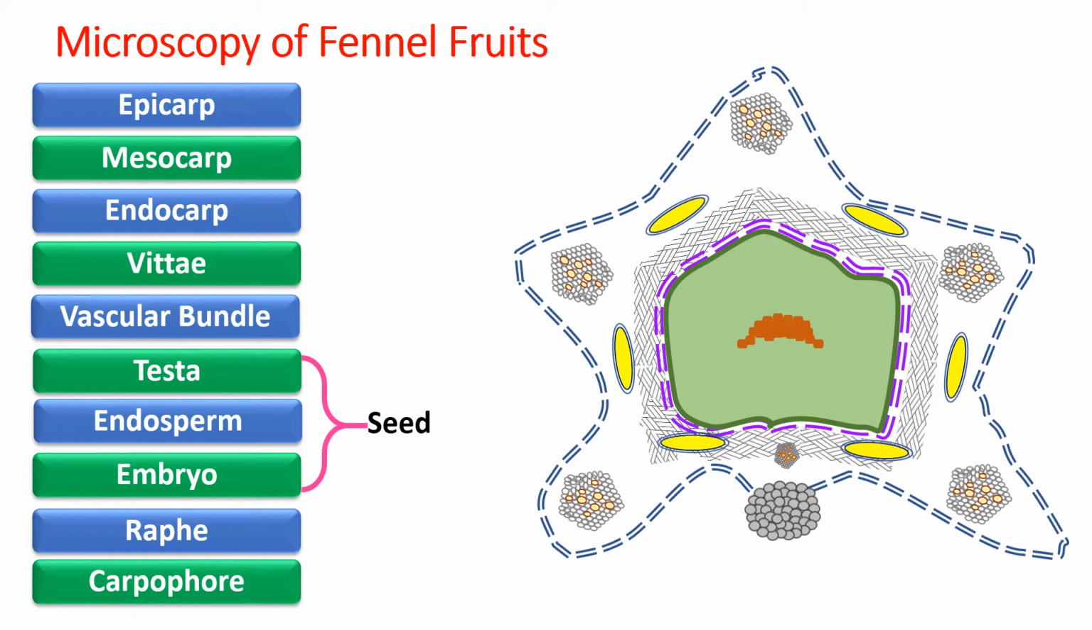And there is a presence of carpophore as well. Carpophore is the material or the line that holds the two mericarps together to form a cremocarp. That means carpophore joins the two mericarps to form a complete or a dual fruit.